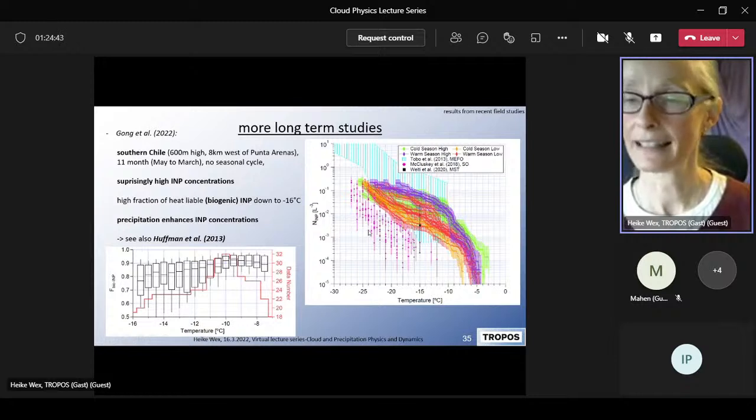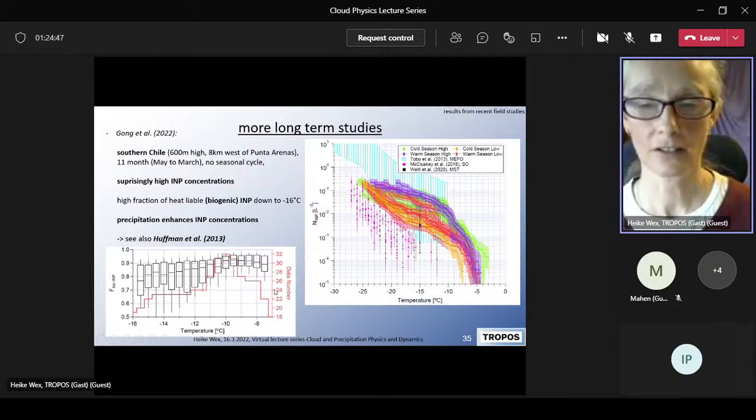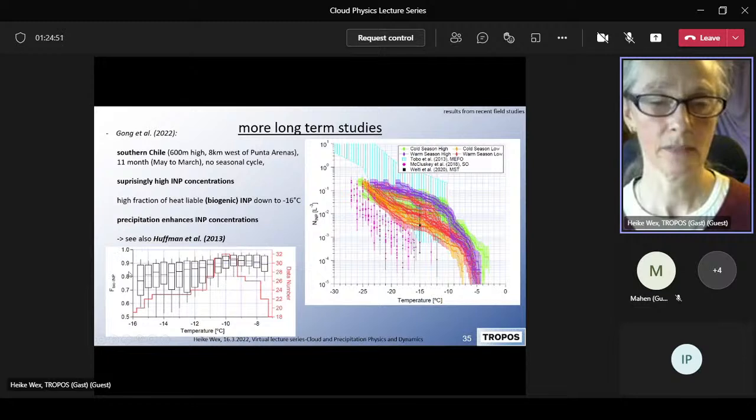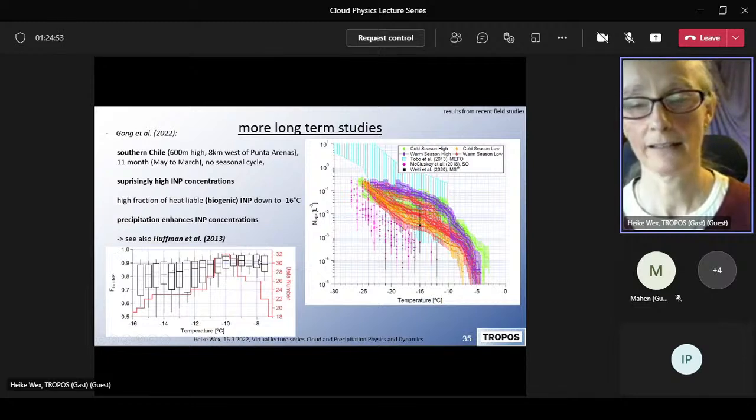And a bit like in Testa also, and in other studies, we found that across all temperatures, there was a very high fraction of biogenic INP, again, like 80% or higher, down to -16 degrees Celsius. Below that, only half of the filters contributed to the data, so we didn't show the numbers anymore. But still, very high concentrations are biogenic. And we also found that precipitation seems to be the only thing that can explain why sometimes INP are higher.